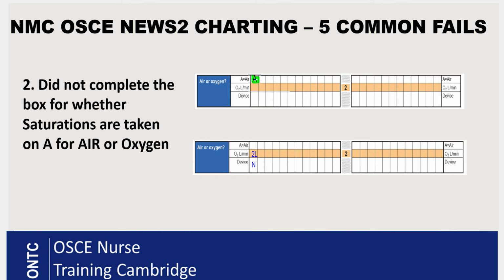But no, you're thinking wrong. The examiner will fail you because there is a specific place to put this on the chart and you need to complete it. If you don't complete this section, it's a critical fail. So if your saturations are on air, as you can see I have done on your screen, put capital A.